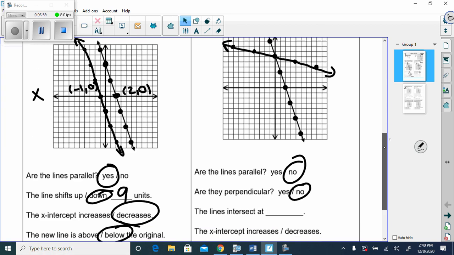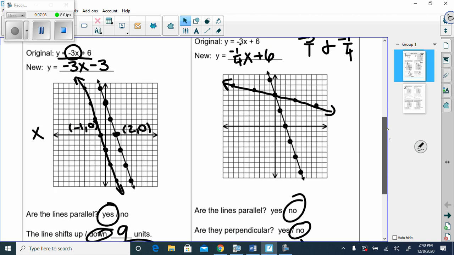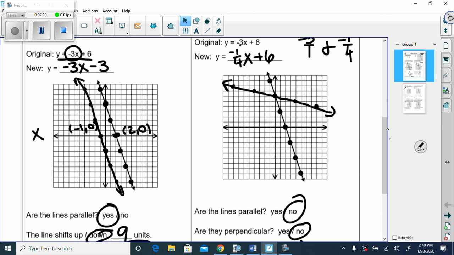So that's what I'm going to put on this line. And then it asked if the x-intercept increased or decreased. Well, we can't even see where it's touching the x-axis, but we know it should be somewhere over here, right? This is going this way. Very good.